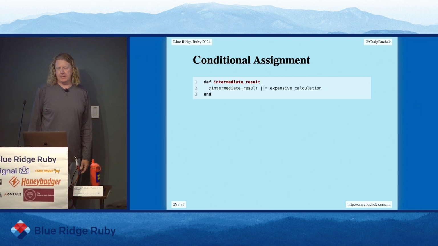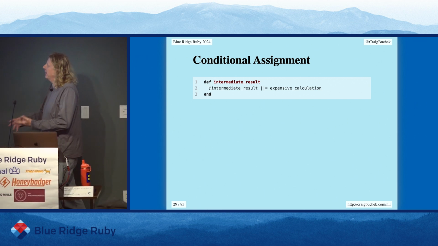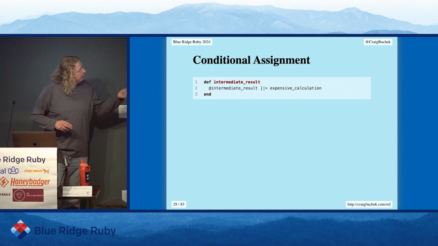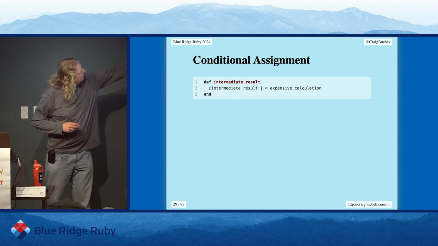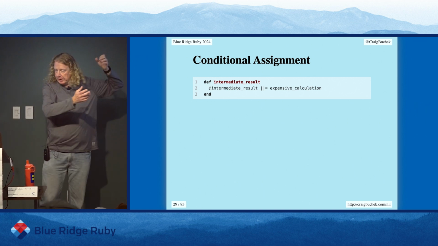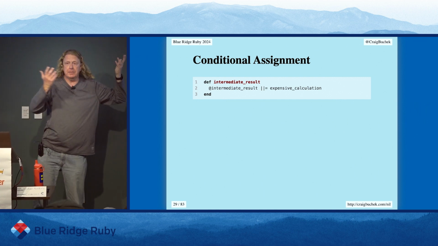So this is a common idiom in Ruby to memoize a value. So we only have to calculate that result one time, and then we store it away. So the next time it'll actually return the intermediate result. Well, I guess the conditional assignment operator returns the value. At that point, it's actually the value of either side.